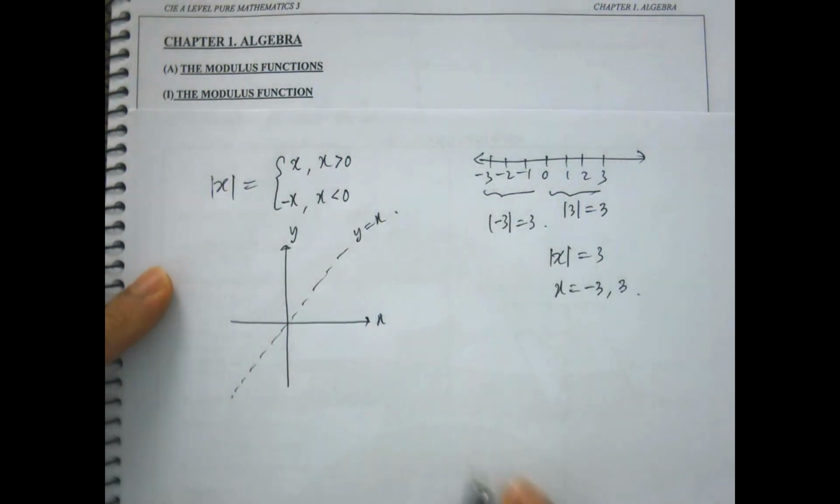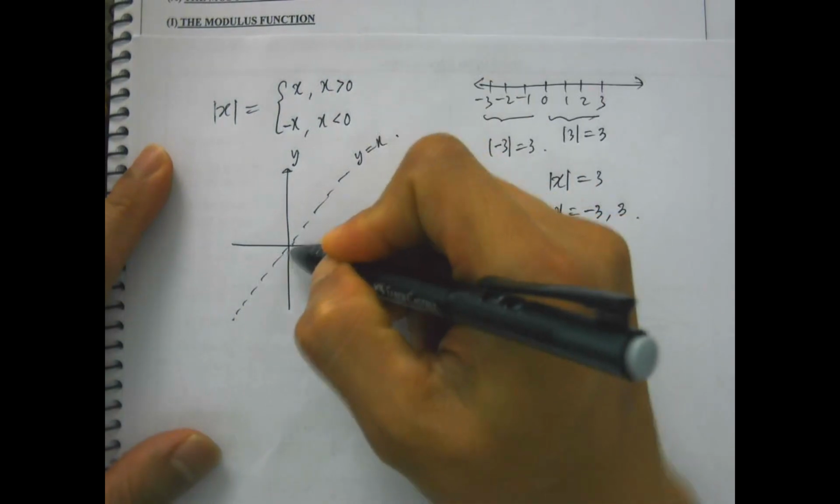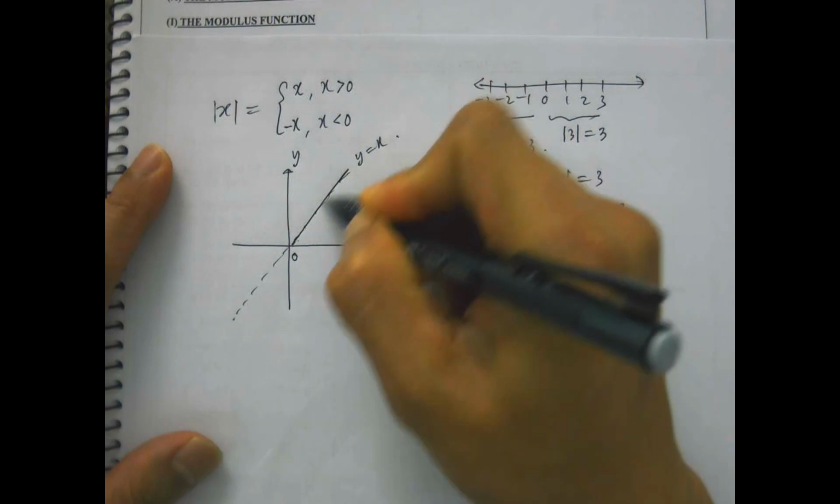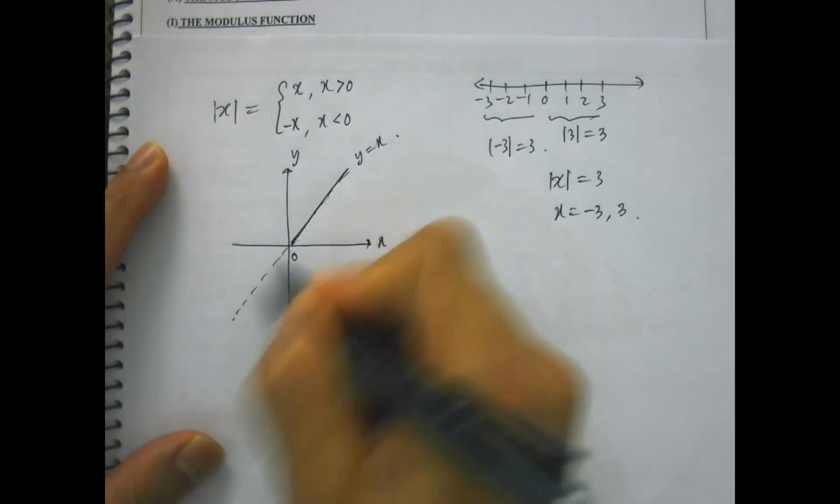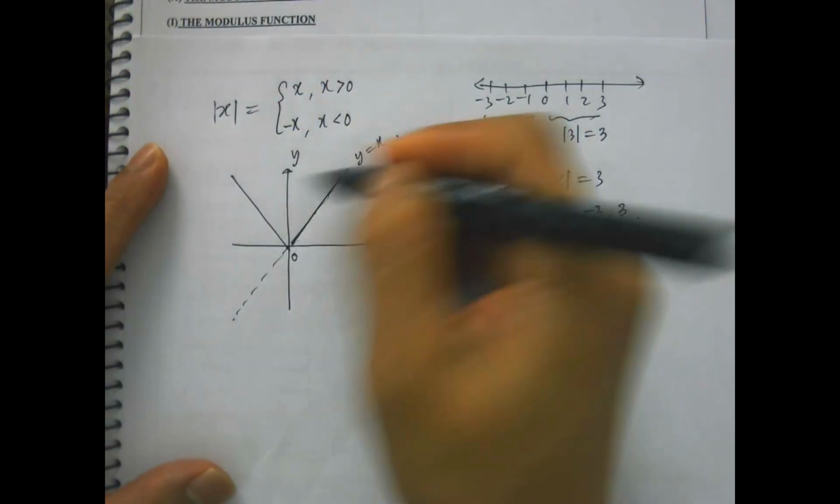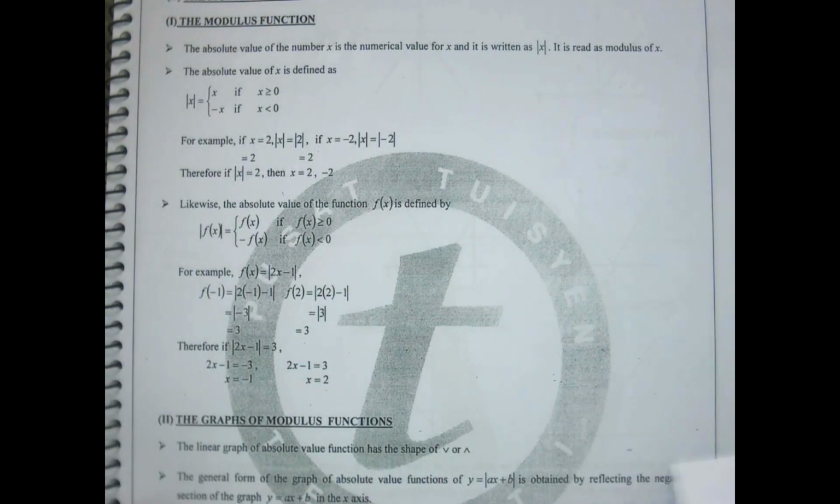So when you modulus a function, you are interested in finding the magnitude. Magnitude is always positive. So for the x value that's positive, when you modulus it, it's still a positive value. But for the x value that's negative, the moment you modulus it, it becomes positive. So the graph of modulus function is always in the form of V shape. Now we can extend this to other types of modulus function.